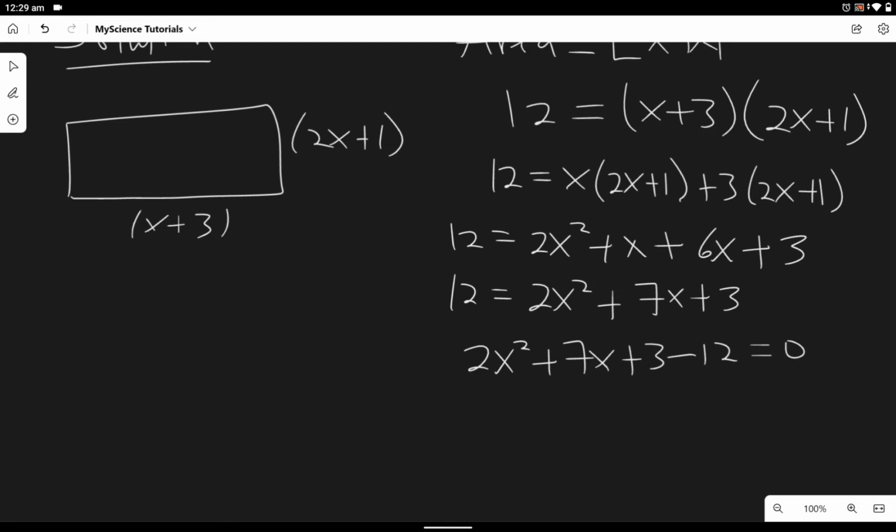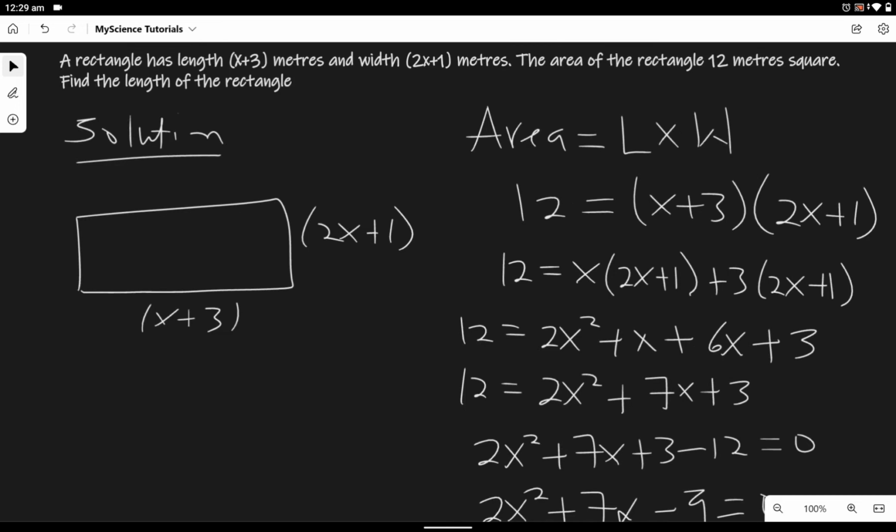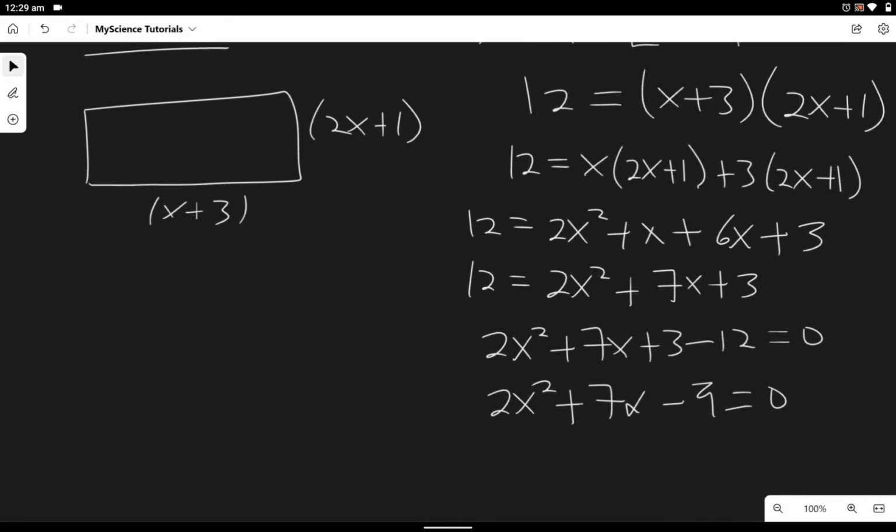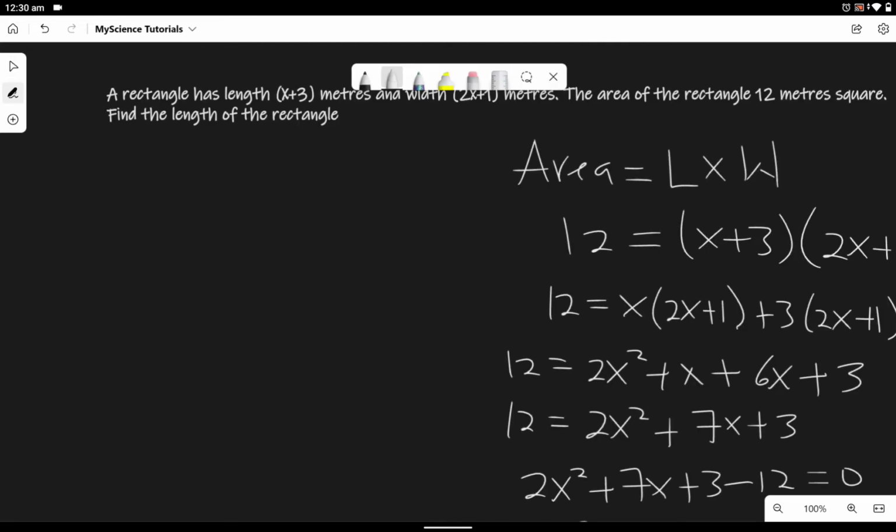So from here we can go on ahead and simplify further. So we have 2x squared plus 7x, then we have 3 minus 12, that is going to give us negative 9, so we have minus 9 is equal to 0. So all that we have to do now is to find a way to solve our equation over here, to factorize it by factorization, or we use the method of completing the square, or we use the almighty formula, any of the methods to solve this equation to get our answer.